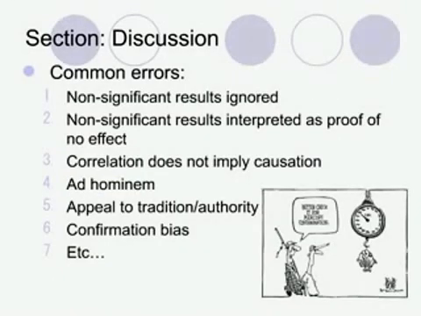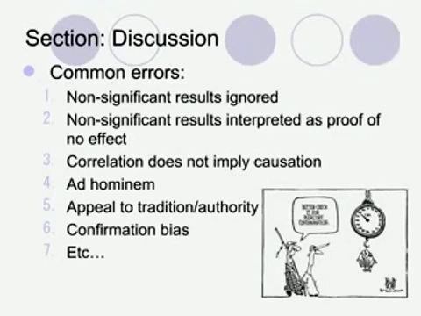Listed on the slide are some of the logical errors commonly found in the discussion section. The top 3 sins of the discussion section are as follows. Sin number 1. Ignoring non-significant results and not offering an interpretation, hoping that the readers will soon forget it if they fail to mention it. Sin number 2. Non-significant results interpreted as proof of no effect. This is fallacious because a non-significant result simply means that insufficient evidence has been found to warrant a rejection of the null hypothesis. This is very different from proving the null hypothesis to be true.